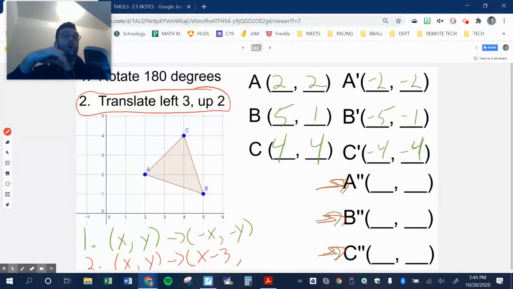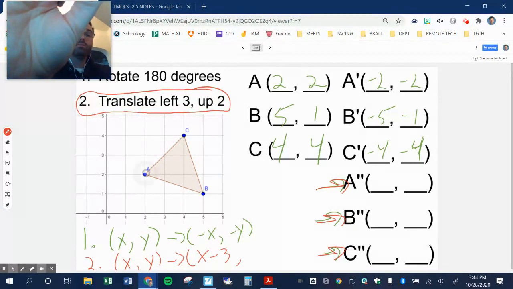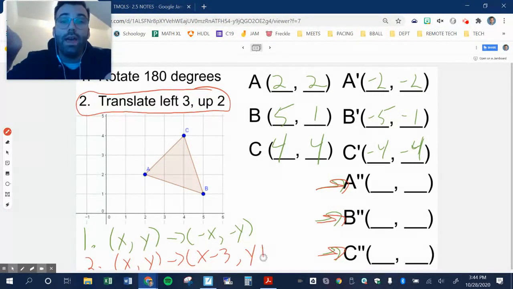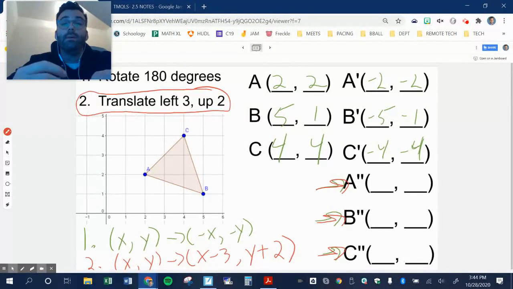Moving up 2 refers to my y-axis. If I'm moving up 2, I'm increasing my y values by 2. If I'm moving down, I decrease, right? I'd subtract. Since we're increasing, I'm just going to add 2 to all my y's. So I'm going to take each of these x values and subtract 3 first, then do my y's, just to stay consistent.